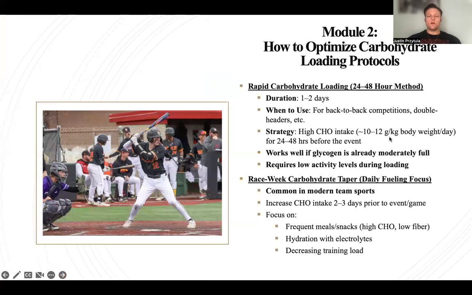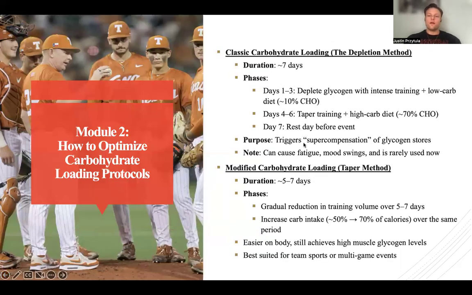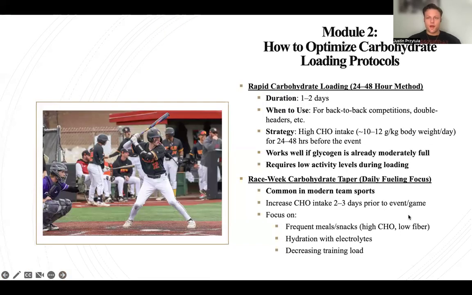Now we'll look at the rapid carb loading, the 24 to 48-hour method. It lasts 1 to 2 days. It's used for back-to-back competitions, such as doubleheaders. It involves a high carb intake of 10 to 12 grams per kilogram of body weight a day for 24 to 48 hours before an event. It does work well if glycogen is already at a moderately full level within the body, but it requires low activity levels during loading. And as mentioned with this method, it can cause fatigue and mood swings and potentially be adverse to your health.